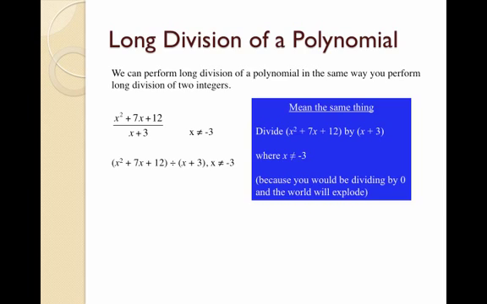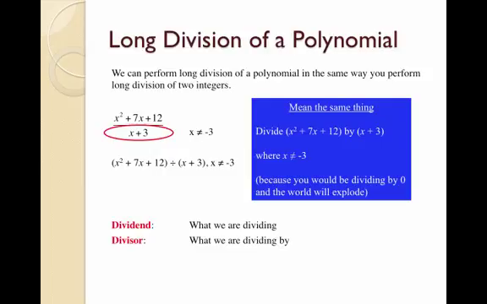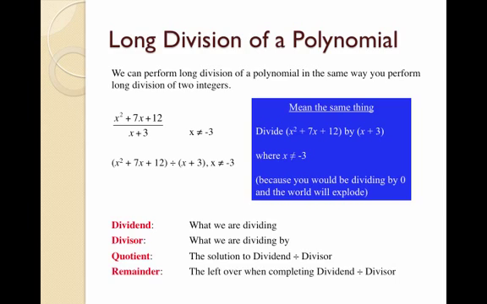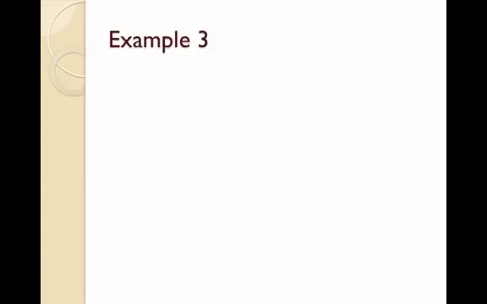Now, here's some terminology that is extremely important to learn, and it's used throughout this video. The dividend is the polynomial that we are dividing. The divisor is what we are dividing by. The quotient is the solution we get by completing the long division, and the remainder is what's left over. These words will be used throughout this video, so it's important to learn them and use them quite frequently to get used to them. Let's look at example 3.